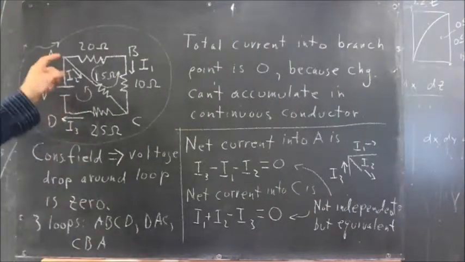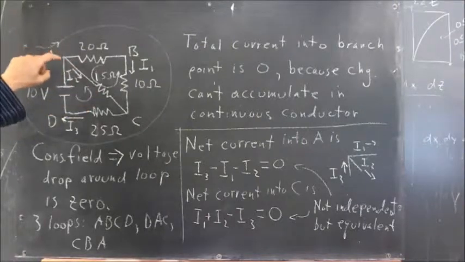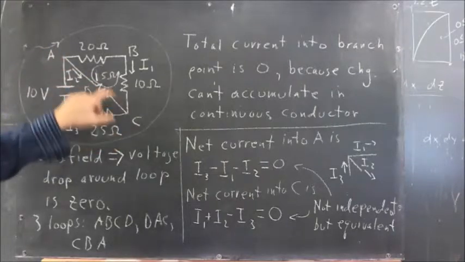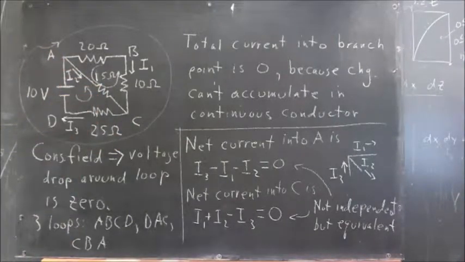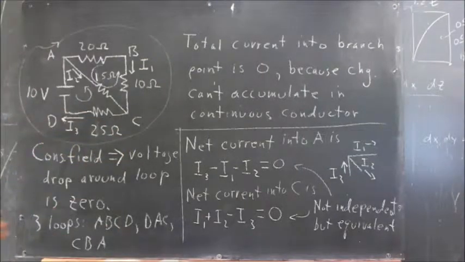Here we also have a resistor connecting upper left to lower right, or A to C, and that's a 15 ohm resistance. Now, we're going to have three different currents running in this circuit, and it's not difficult to understand why.